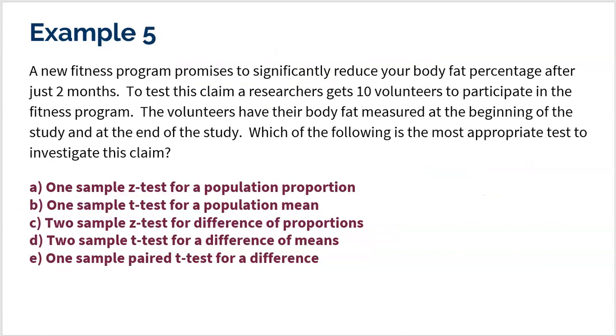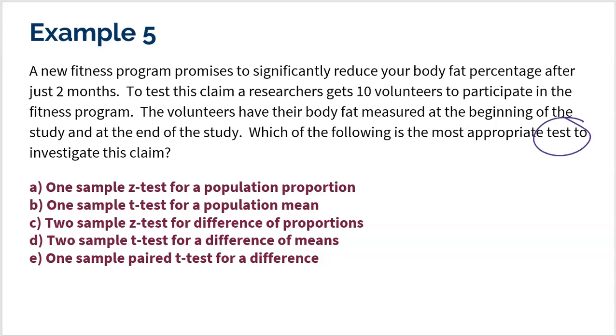All right, example 5. A new fitness program promises to significantly reduce your body fat percentage after just 2 months. To test this claim, a researcher gets 10 volunteers to participate in the fitness program. The volunteers have their body fat measured at the beginning of the study and at the end of the study. Which of the following is the most appropriate test to investigate this claim?